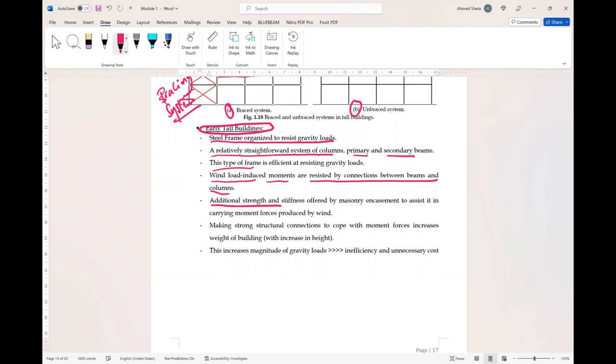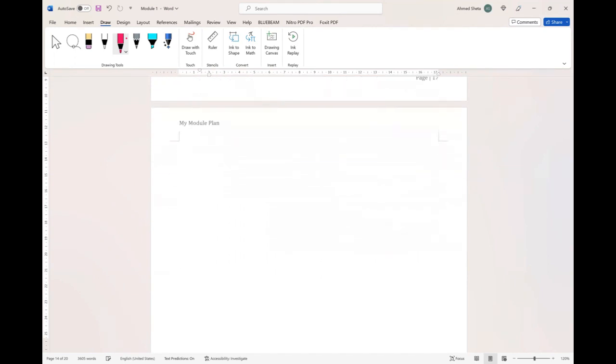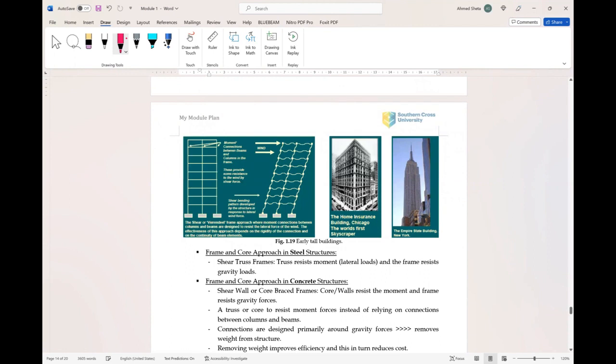Additional strength and stiffness offered by masonry infill assisted in carrying the moment by wind. Making strong structural connections to cope with the moment forces increases the weight of the building. This increased magnitude of gravity loads causes inefficiency and unnecessary costs. This is an example of tall buildings, the Home Insurance Building in Chicago and the Empire State Building in New York.